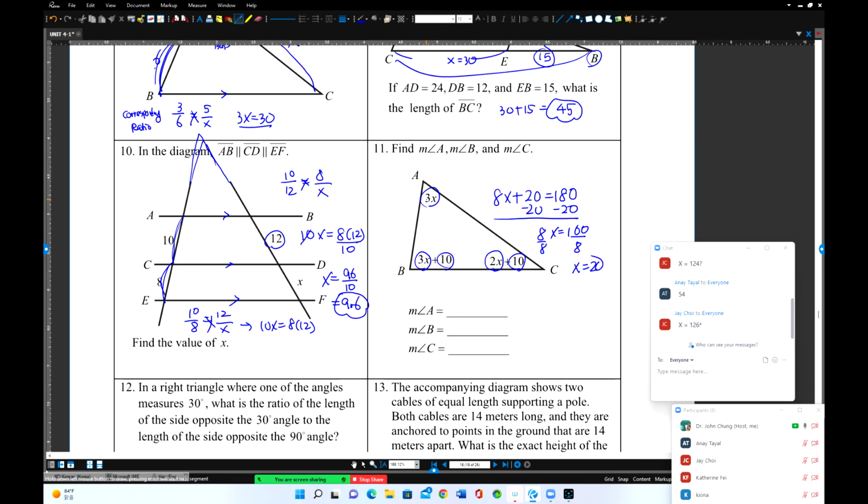So angle A is what? 3 times 20 is 60. Angle B is what? 3 times 20 plus 10 more, 70. 2 times still 20 plus 10, how much? 50. Okay? That total is 180 anyway, right?